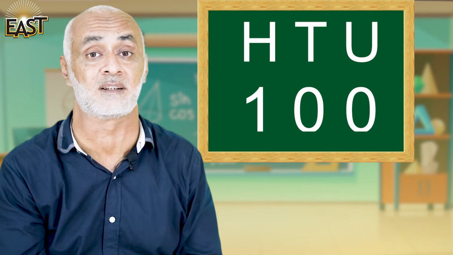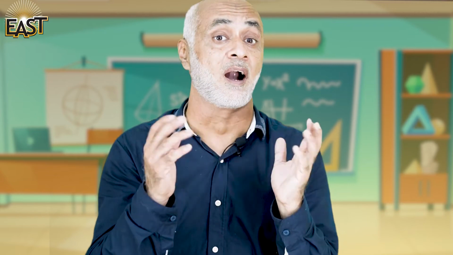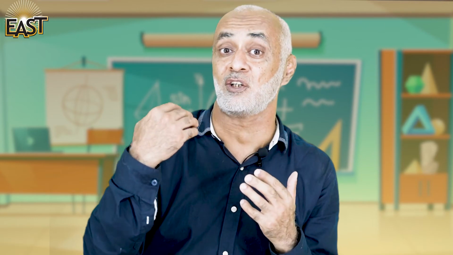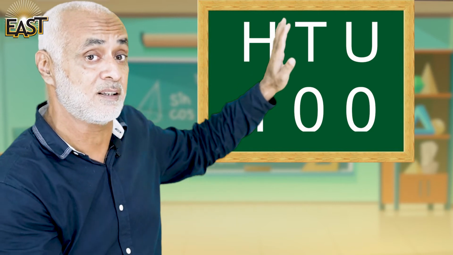Okay. So what is the sign? What is the letter we use for unit? U. What is the letter we use for 10? T. And what is the letter we use for 100? H. Good. So what does H mean? 100. What does T mean? Tens. And what does U mean? Unit.